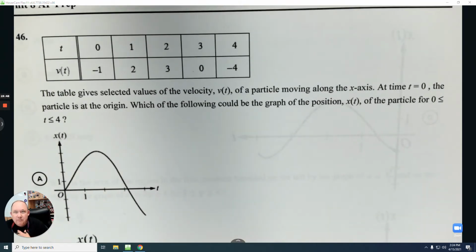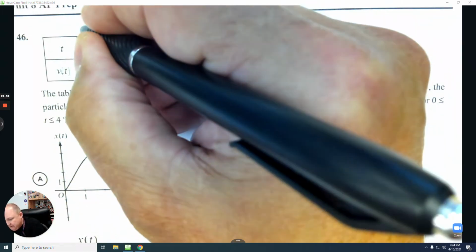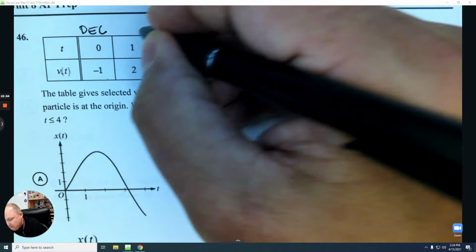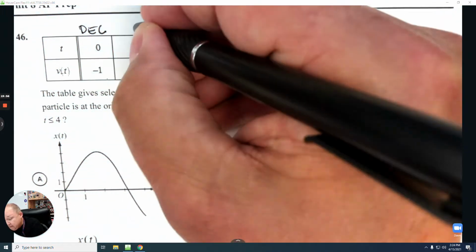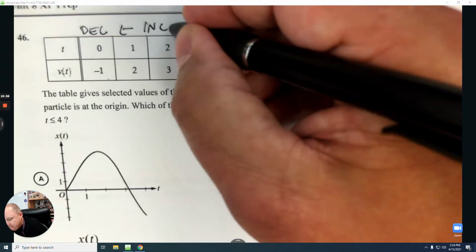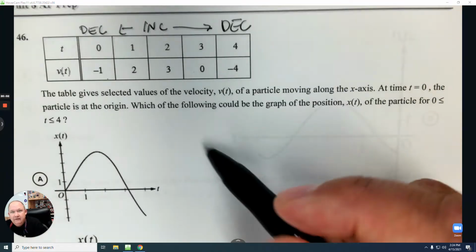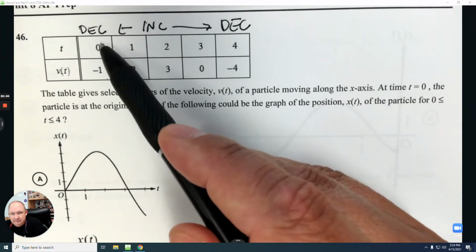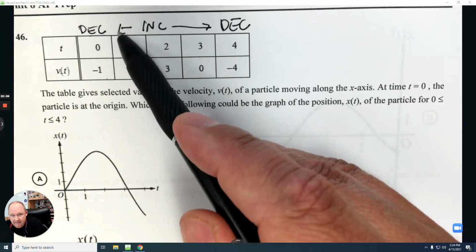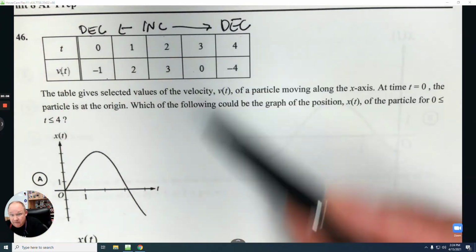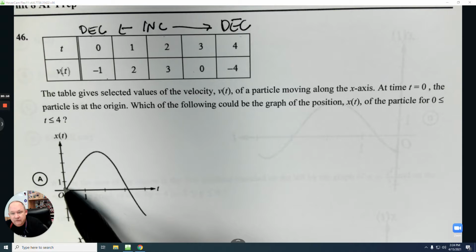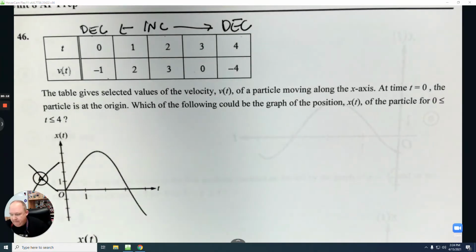Well, if you work backwards, understanding the position graph, if velocity is negative, the position is decreasing. If velocity is positive, the particle's position is increasing, and then back to decreasing again. So at the beginning it's decreasing, and then increasing, and then decreasing. So that's what I'm looking for. So this is not matching. And so I'm just going to go until I find the one that matches.